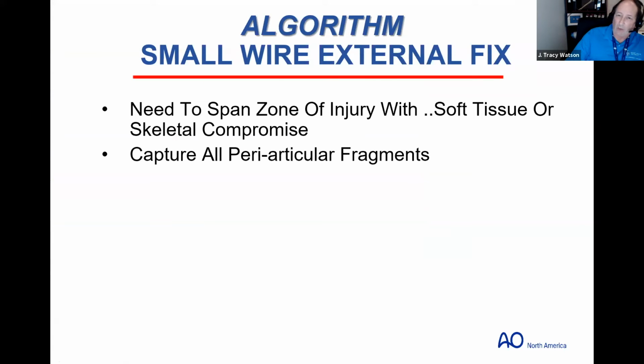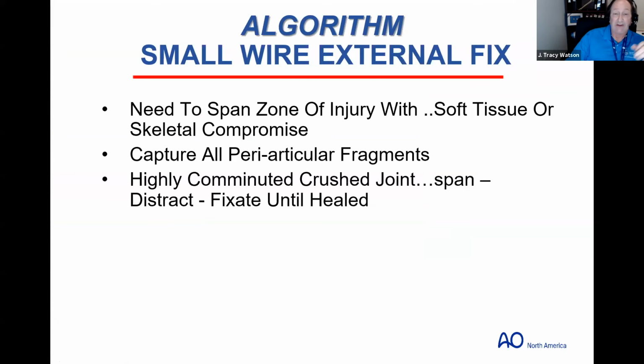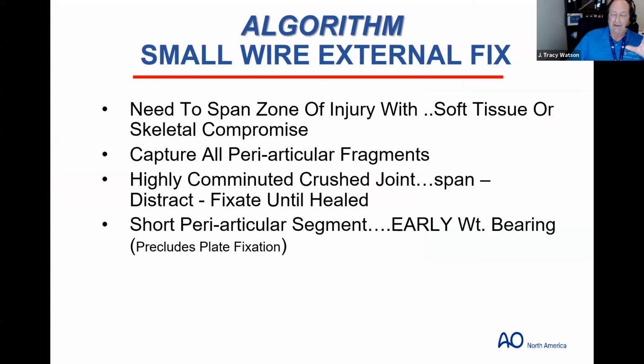A small wire frame will allow you to capture all very small periarticular fragments. You can distract a highly comminuted or crushed joint. The one advantage of these is you can capture very, very short periarticular segments and begin very early weight bearing, because it's like a trampoline. You can support these fragments, unlike a plate or a nail where you have to wait for some articular healing.